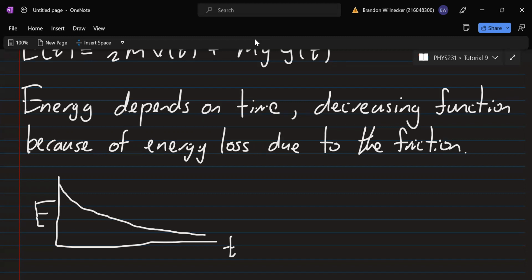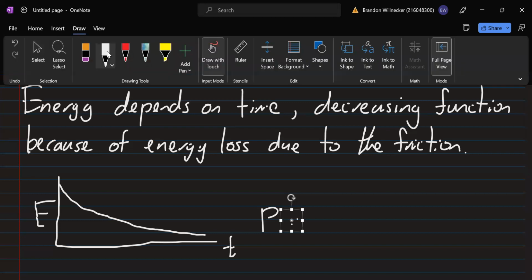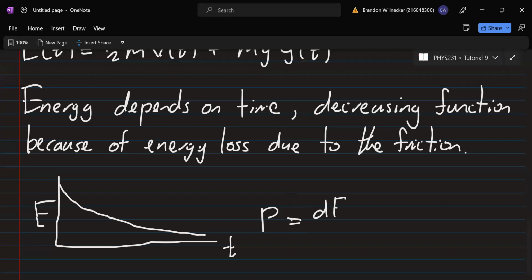So if we think about the rate of change, we're looking at dE by dt. So that's the rate of energy dissipation. In other words, it's like the power. So the power here is dE by dt, and it's the rate at which the energy decreases. Okay, so that's question 3.